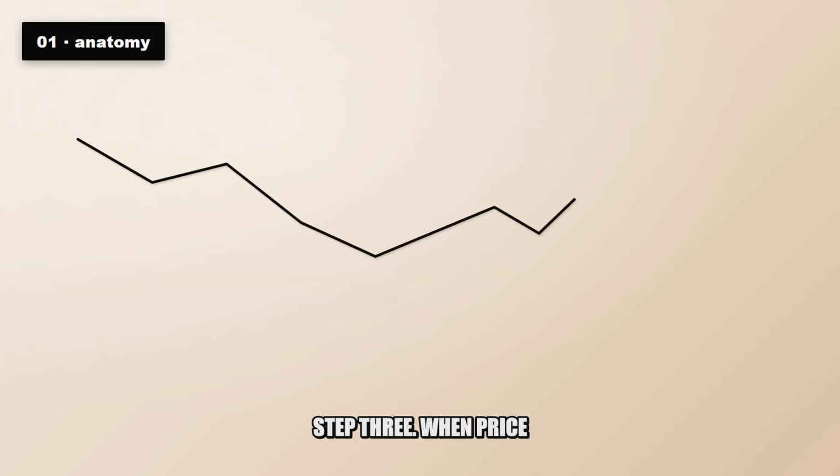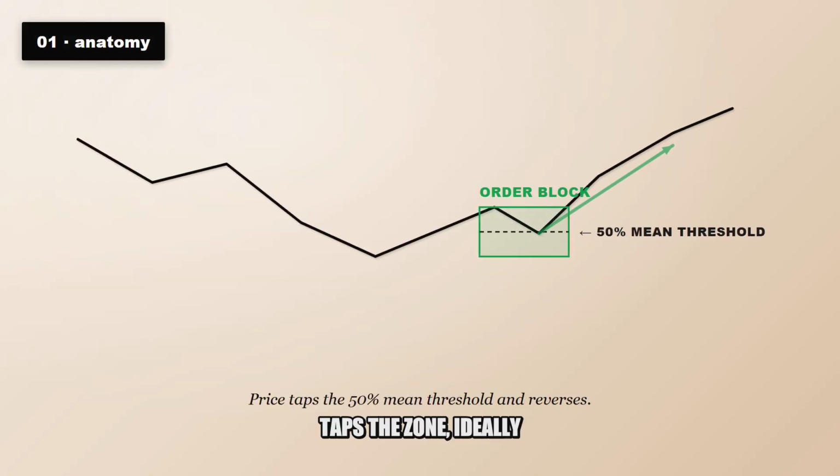Step 3. When price taps the zone, ideally the mean threshold, that 50% line, drop to your lower time frame and wait for confirmation. What you want to see is a smaller version of the same story. A little liquidity sweep, then a break of structure to the upside on the small time frame. That's price telling you the orders are firing right now.